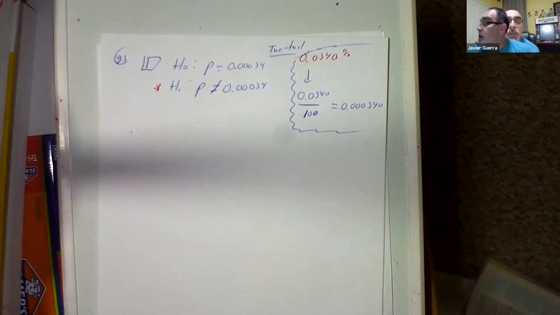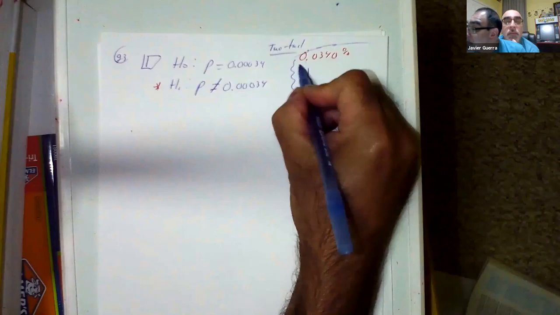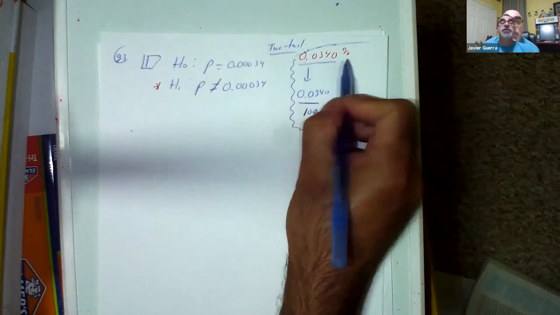So you always get your number in front of the percentage, and then divide it by 100. And it'll change it for you.